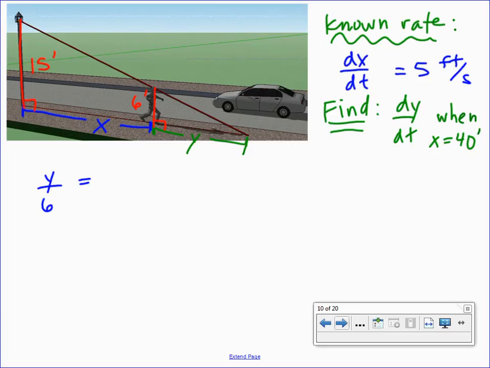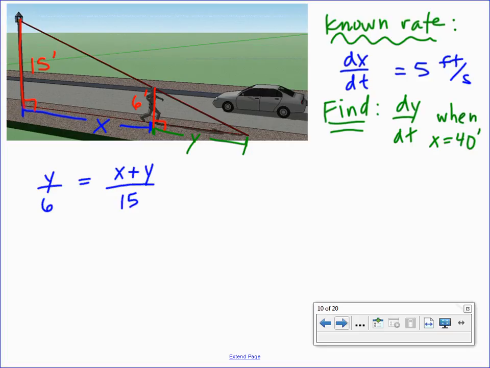x over 15. Oh, so little base is to little height, just like big base is to big height. So my whole x plus y, good, all over 15. Nice. So everybody see we've written a formula that relates my variables that eventually become my rates? Yes!